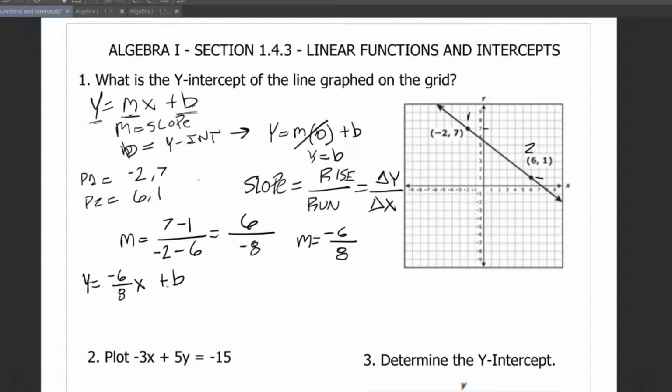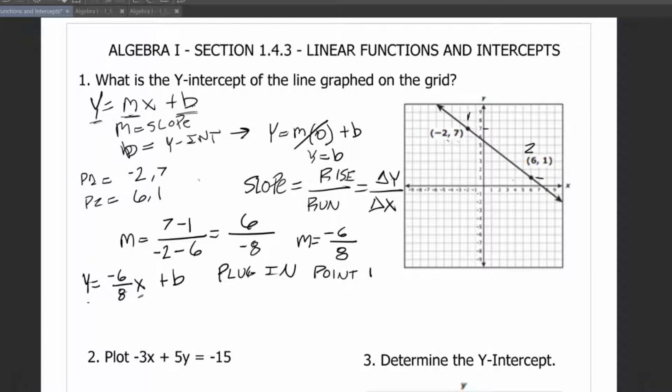Okay, so how do we solve for b, right? We have 2 points. Let's plug one of the points into this equation, and then we'll solve for b, because that point is going to give us y, and it's going to give us x. Okay. Let's plug in this one, the first one. You can plug in both, but y equals 7, right?